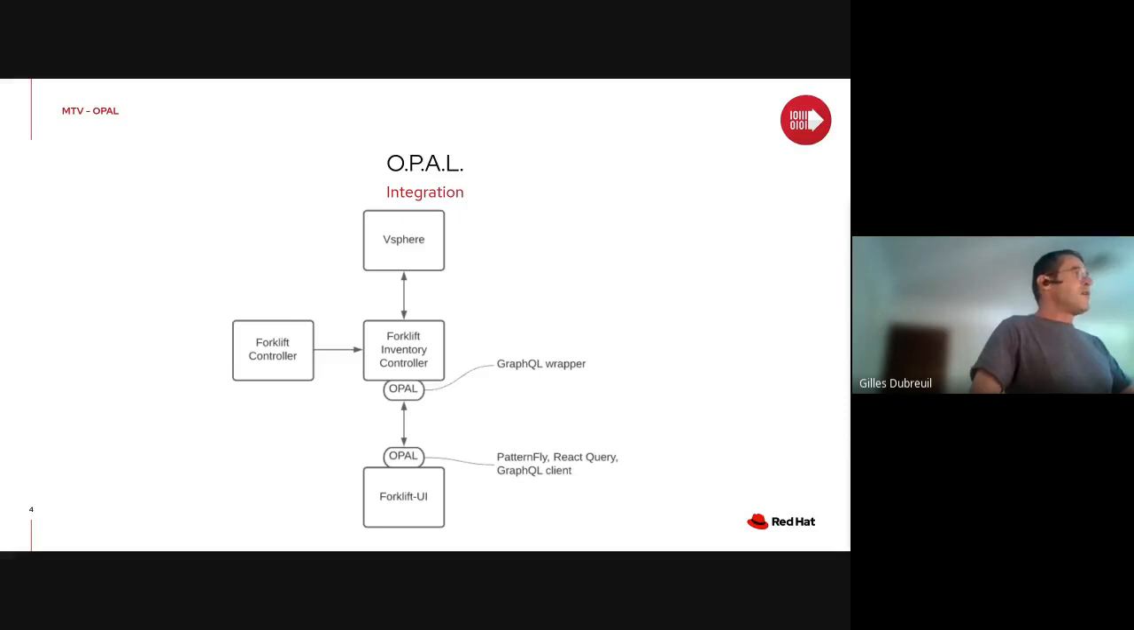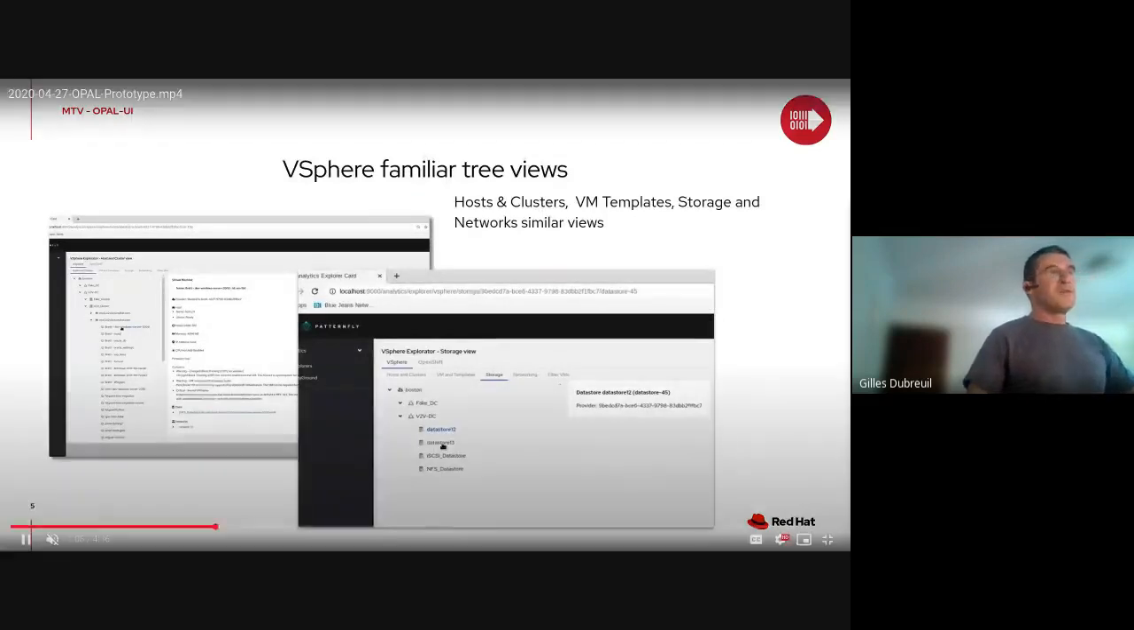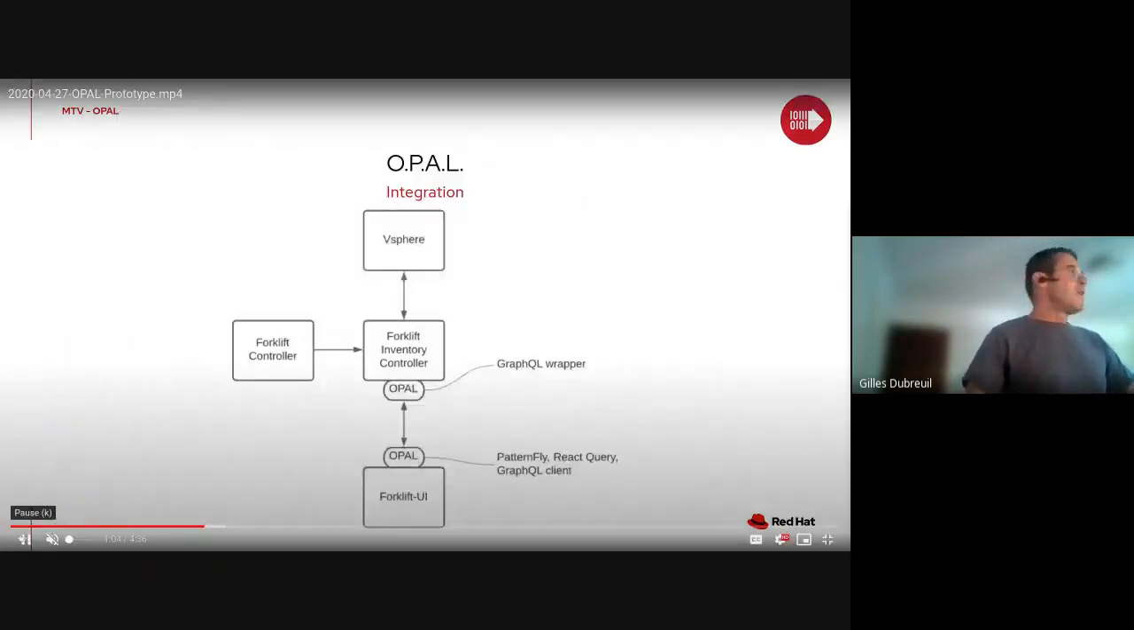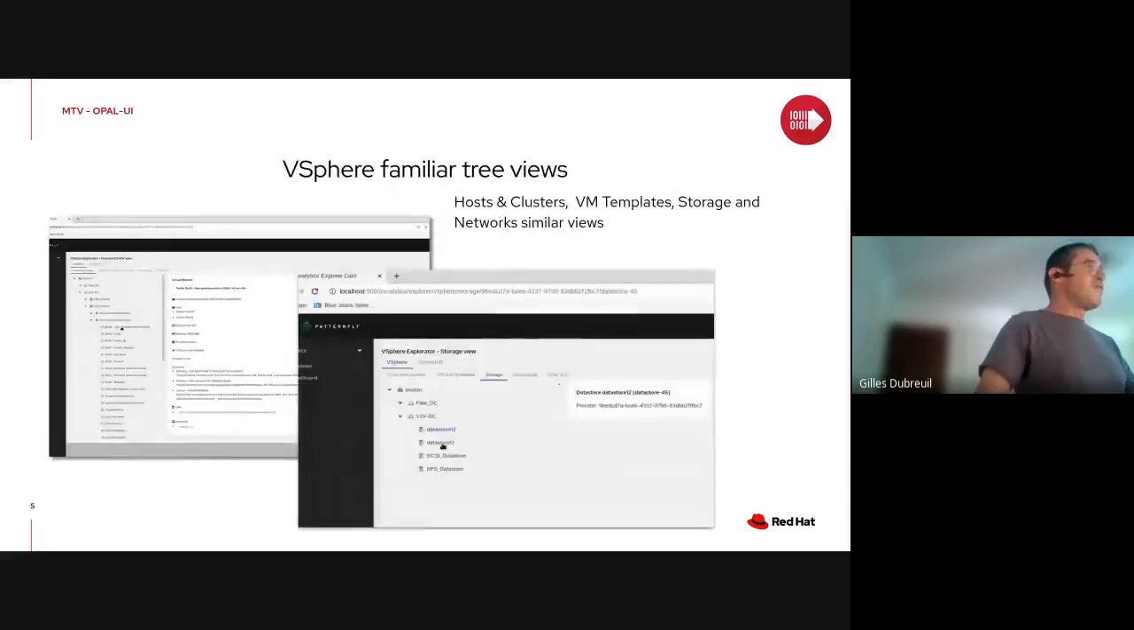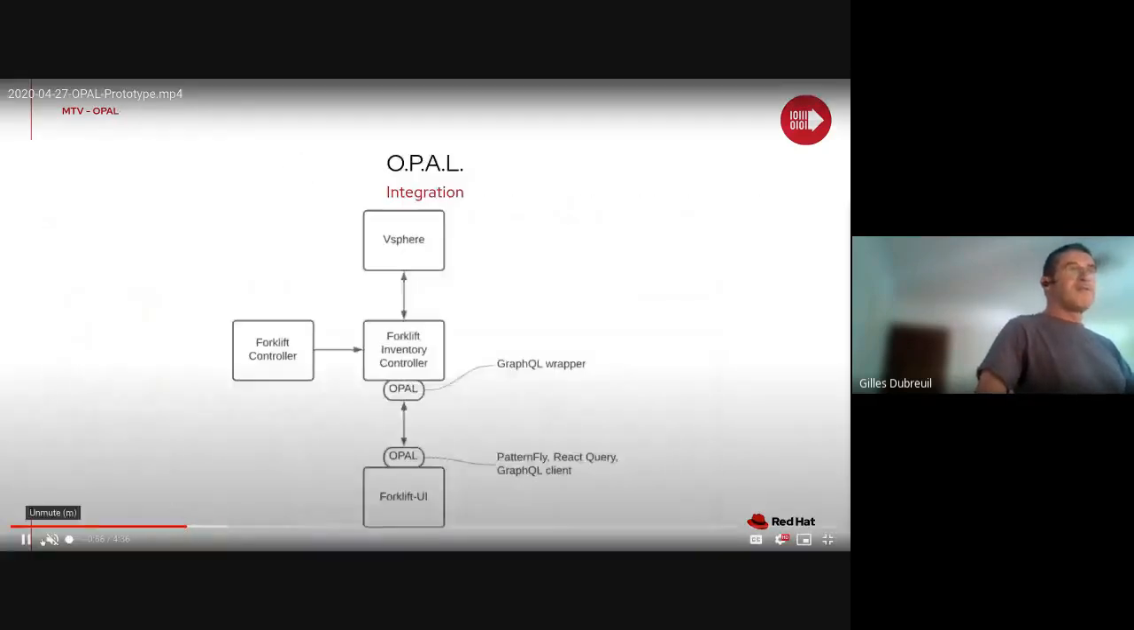The OPAL modules are easily integratable. So the backend can be integrated as part of the forklift inventory controller. Sorry, it's going a bit fast here. I'm going to slow down. I thought I paused it. Here we go. So we've got the module on the back end, and there's the module on the front end. Basically, it's just a GraphQL wrapper around the inventory. So it's leveraging the resources we already have there, and then passing that to the client through a GraphQL client.